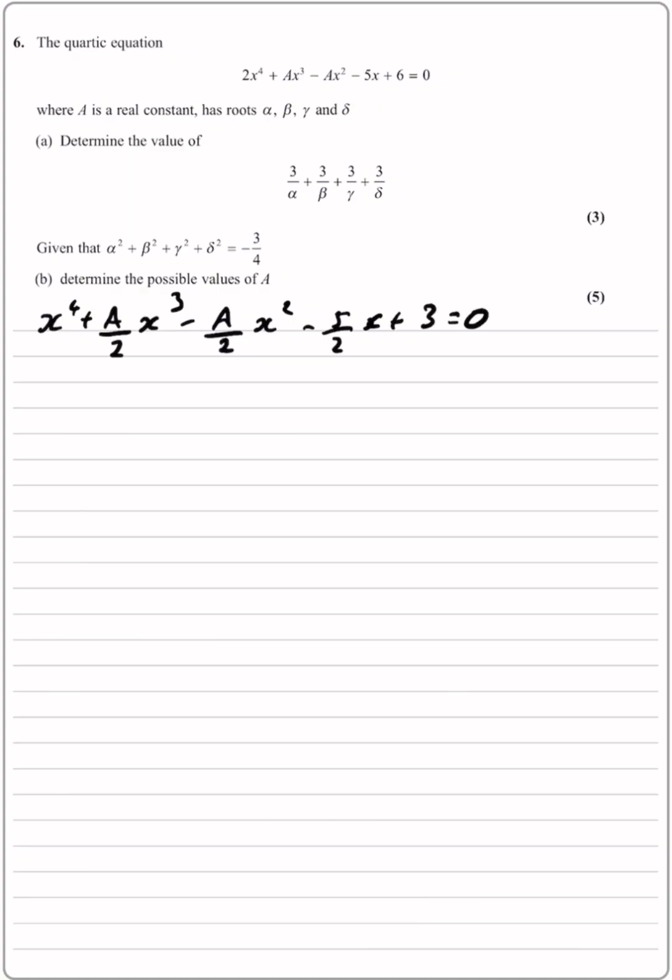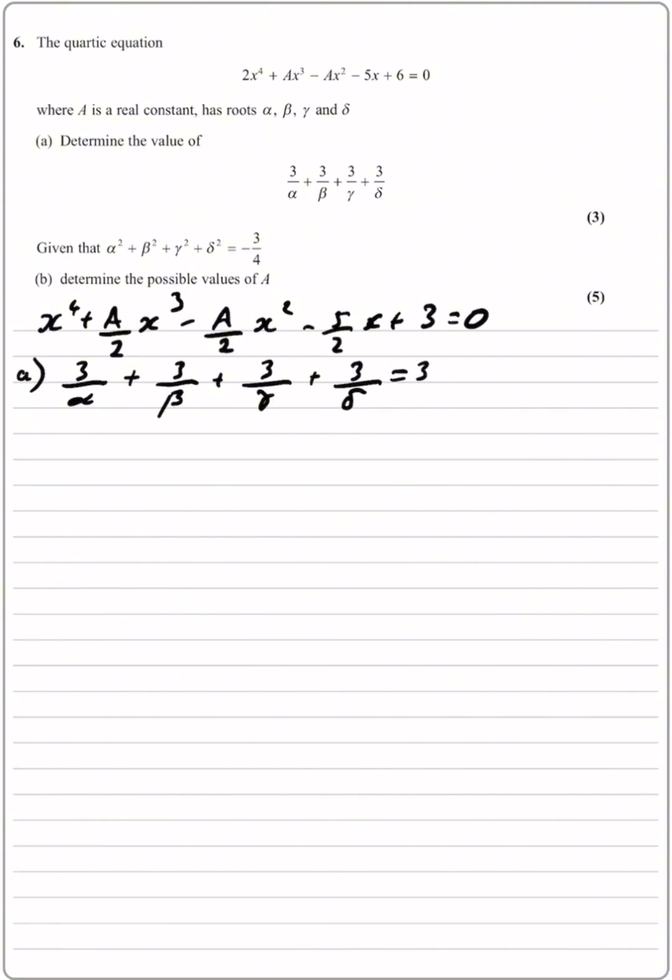Okay, for part a, we want to determine the value of 3 over alpha plus 3 over beta plus 3 over gamma plus 3 over delta. To add those fractions together, we're going to need a common denominator. The only sensible common denominator here is alpha beta gamma delta. So we need to take 3 over alpha and multiply top and bottom by beta gamma delta.